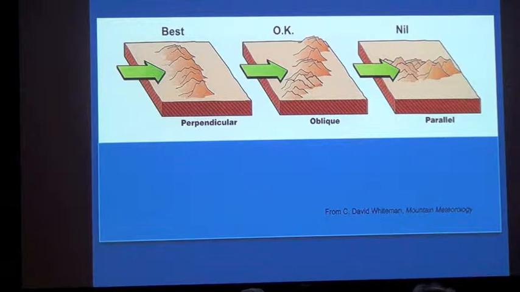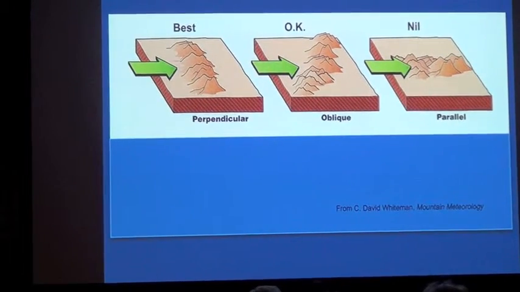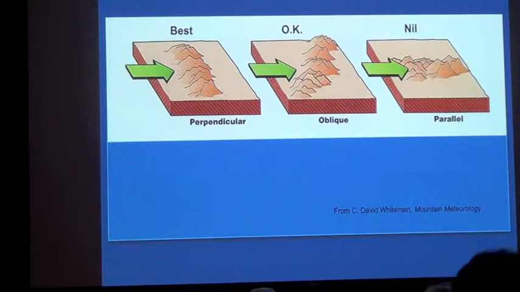But the key is that you have to have air moving perpendicular to the orientation of the mountains. In other words, if the flow of air is perpendicular to the orientation of the mountain, then I can maximize that lifting process and maximize the orographic enhancement of precipitation. If it's hitting it at an oblique angle, that's still pretty good. It does a good amount of lifting. But if the wind flow is parallel to the orientation of the mountain range, there's really no enhancement over the mountains, so to speak.